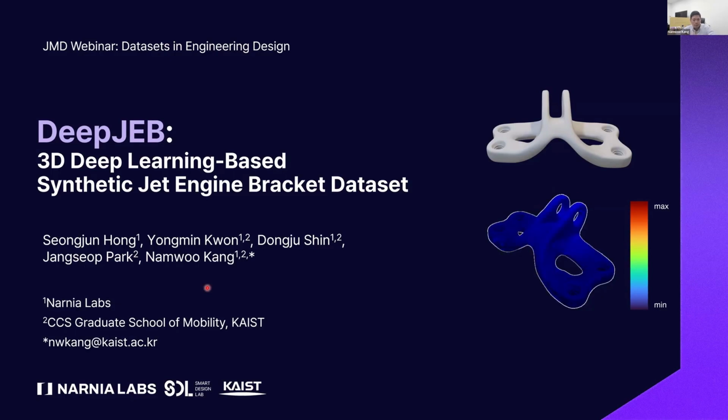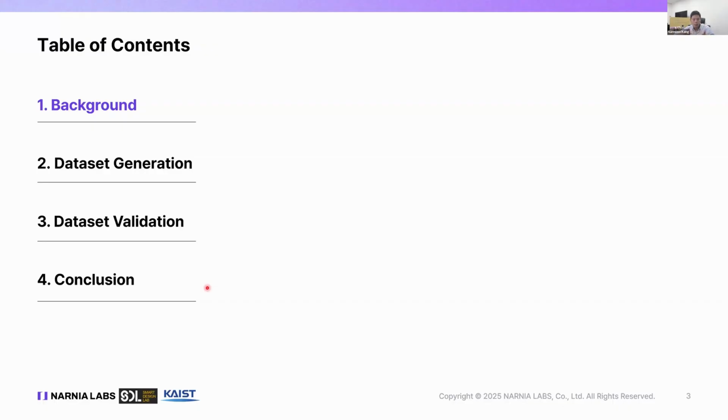My name is Namu Kang, and I'm excited to present our work titled DeepJEB: 3D Deep Learning-Based Synthetic JEB Engine Bracket Dataset. This research was a collaborative effort between Narnia Labs and KAIST Smart Design Lab. Here is the outline for today's presentation. I will start with the background, explaining the motivation for our work. Next, I will introduce how we generated the dataset, followed by how we performed the dataset validation. Finally, I will conclude with the key takeaways of our research.